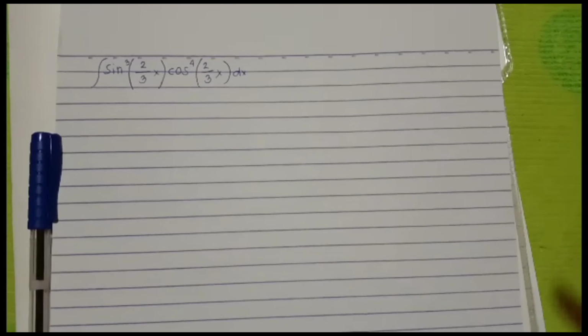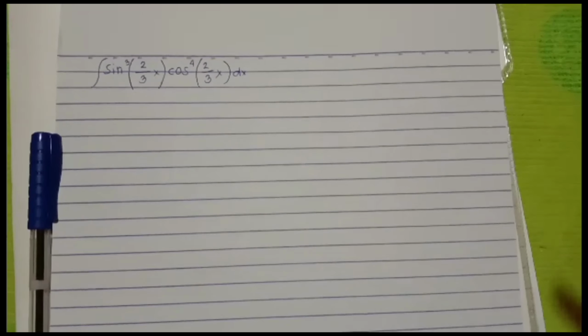Rewrite the problem using u1 and du1. So, the integral of 3/2 sine cubed u1 times cosine to the 4th power u1 du1. Then simplify. Multiply by the reciprocal of the fraction to divide by 2/3, and multiply by 1. Combine 3/2 and sine cubed u1. So, 3 sine cubed u1 over 2 cosine to the 4th power u1 du1.